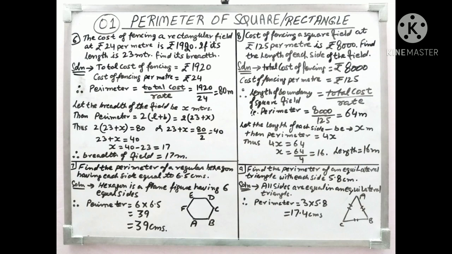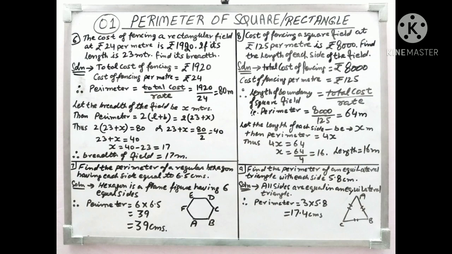So we are given the cost of fencing, we are also given the rate of fencing, and we are given the length of the rectangular field. We have to find the breadth. So in such questions we proceed as follows. We will write like this: total cost of fencing is equal to rupees 1920 and rate of fencing is rupees 24 per meter.